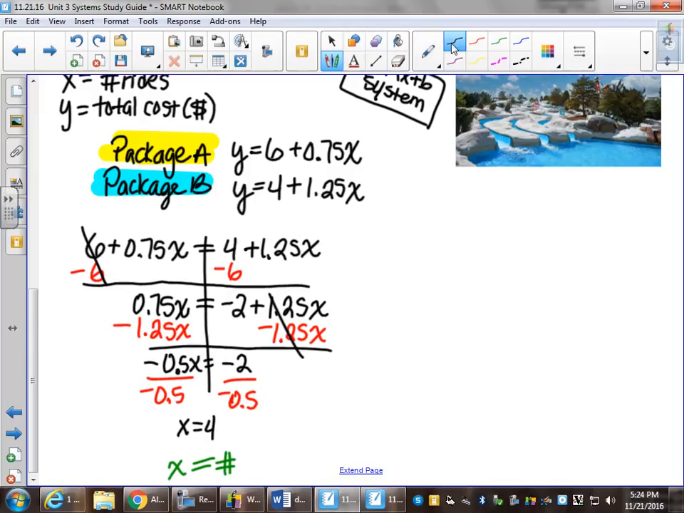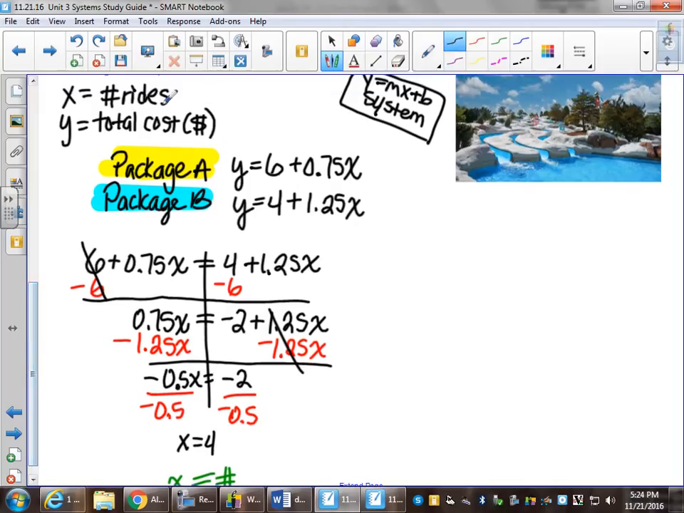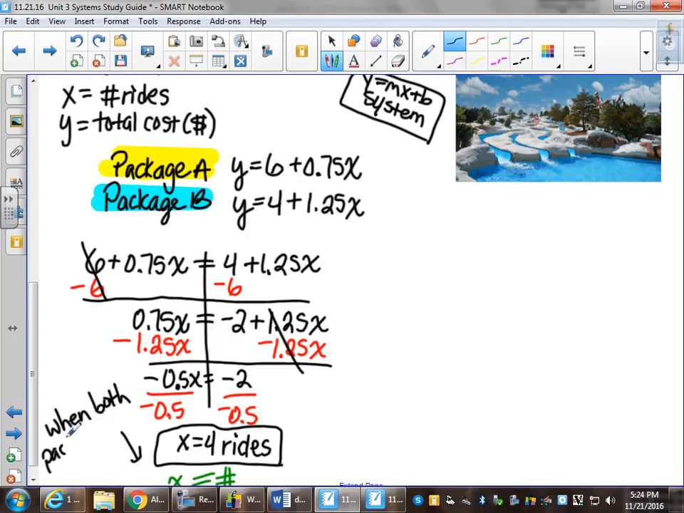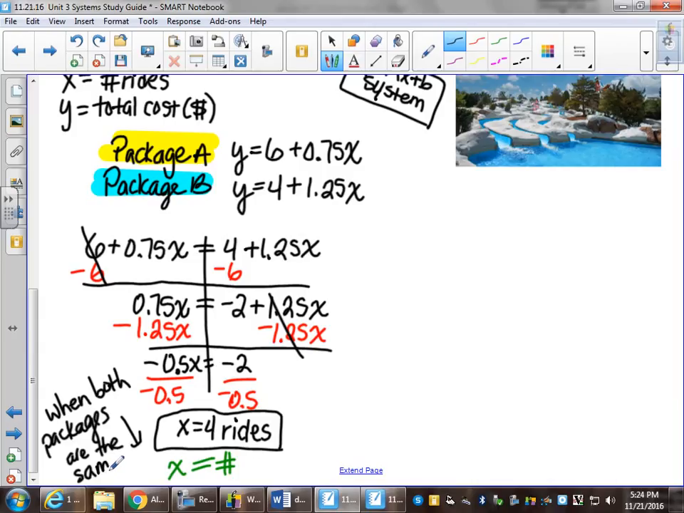If I'm not sure what 4 represents, when I go look, x was number of rides. So x equals 4 rides is when both packages are the same. To answer when one is better than the other, we have to choose more or less. So let's say you want to go 10 times.